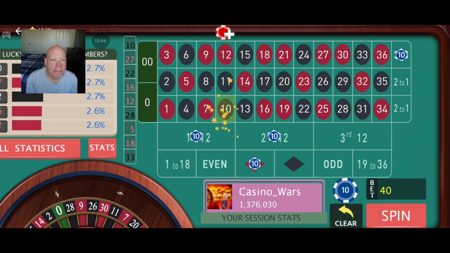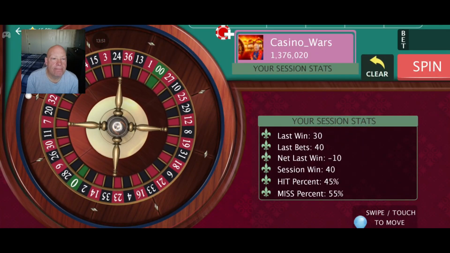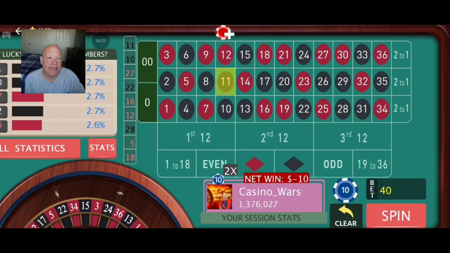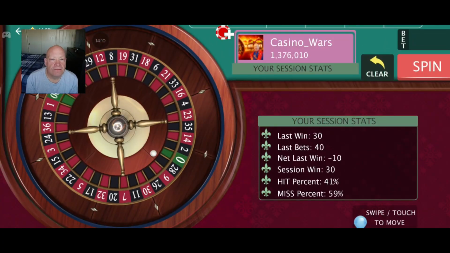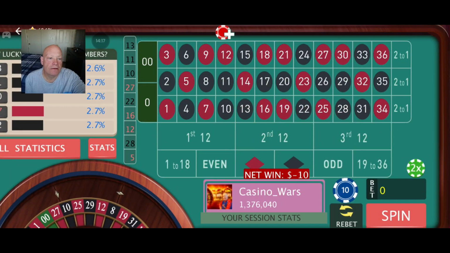All right, that's a 10 black. All right, that's a 10 unit loss. That's a 1 unit loss, so we're just going to rebet and spin. All right, that's an 11, black 11. All right, that's another 10 unit, that's another 1 unit loss. Rebet and spin. That's a 13. All right, and that's another 10 unit loss. Okay, those blacks hurt us.